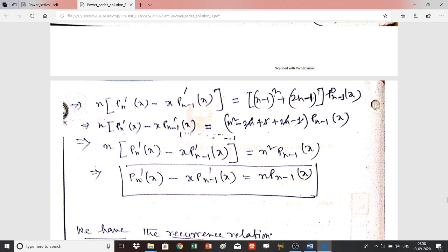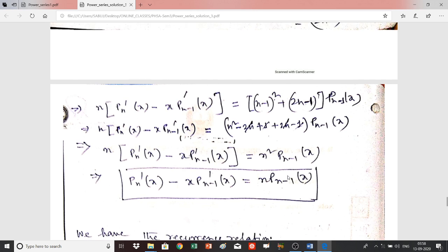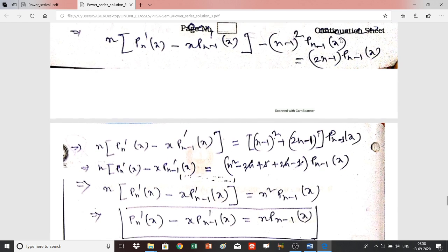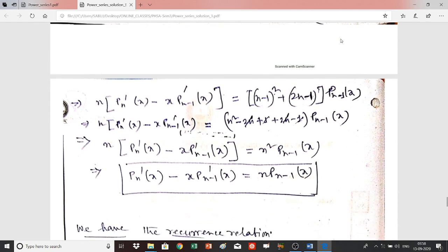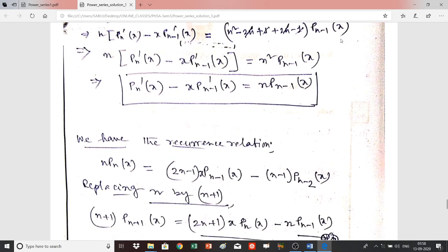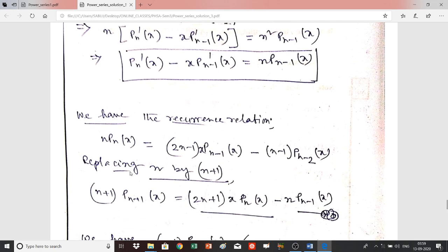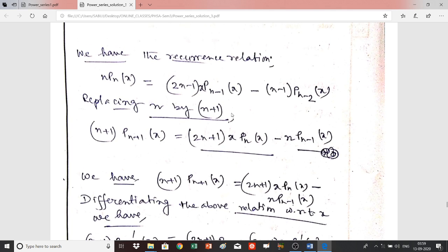So finally we get Pn prime x is minus x, Pn minus 1 prime x is equal to n. I have skipped some lines to discuss, but if you practice it or carefully see it, you will understand. So we have the recurrence relations, which we actually already found. Now in these recurrence relations, replace n by n plus 1.